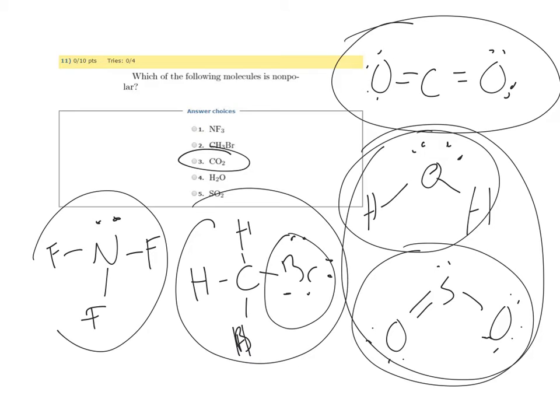If you just put the atoms down, you might think they were linear and therefore symmetric. But when you figure out that each of these has lone pairs on the center atom, that bends the shape, which then results in the shape being asymmetric and therefore polar. So the only one that's symmetrical is CO2.